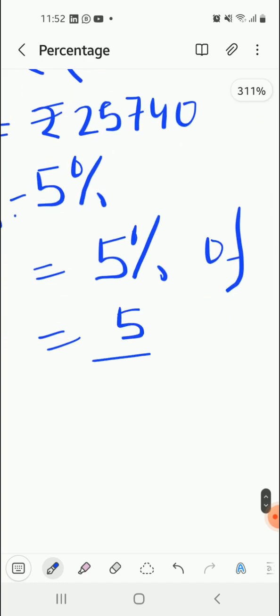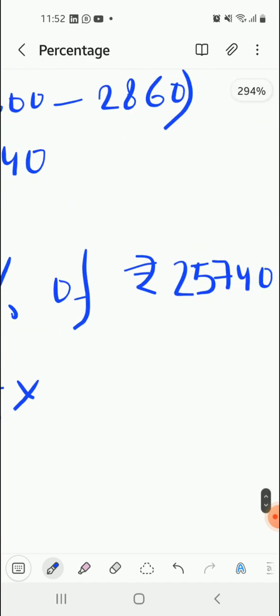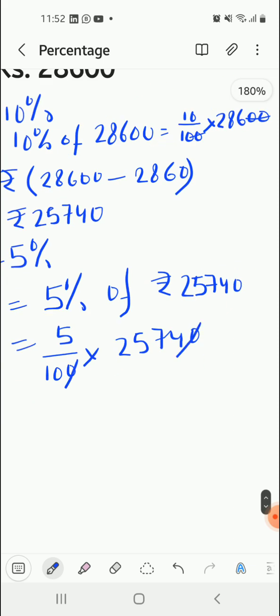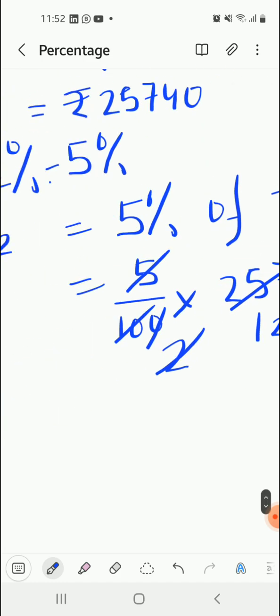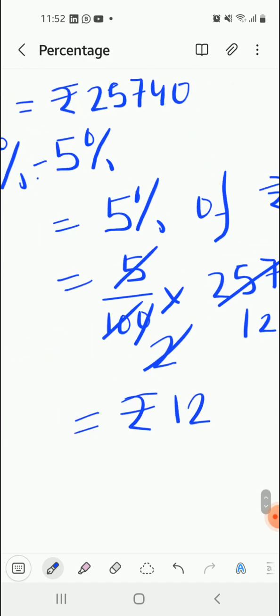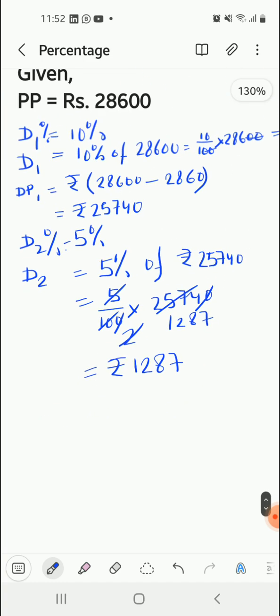So this becomes 5 by 100 into 25,740, which gives 2574 and 2, which will be 1287. So this is 1287. This is my discount 2.